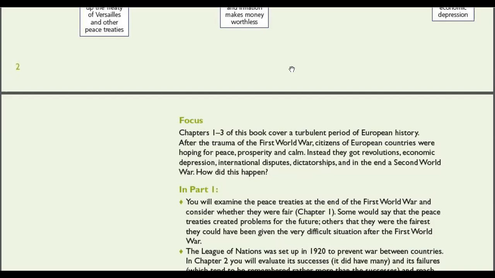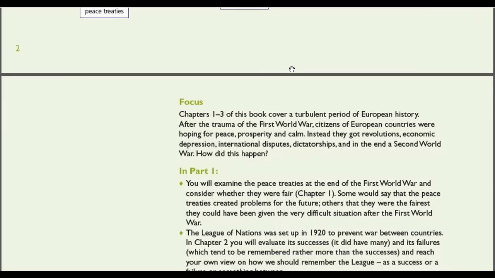How did this happen? After the First World War, many years later, there was a Second World War. How did this happen? What happened for this?